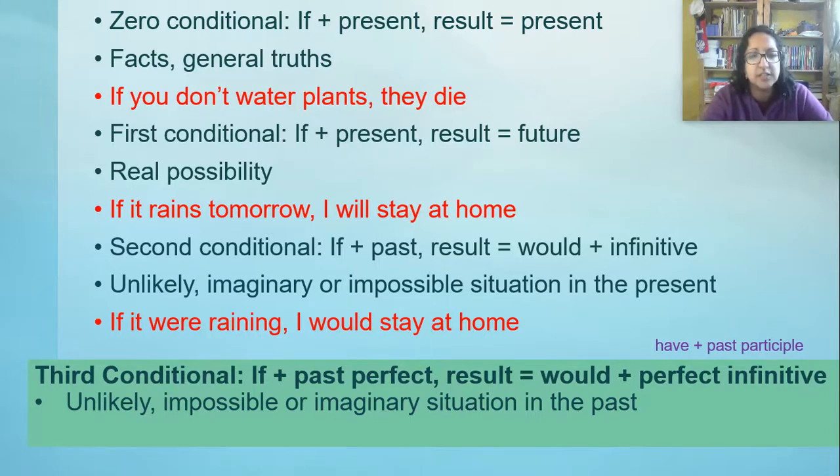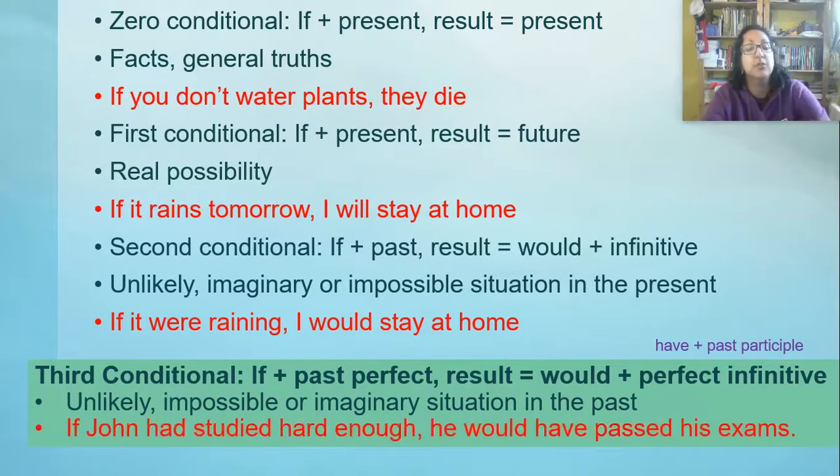So the second conditional is unlikely, imaginary, or impossible in the present, whereas the third conditional, we're talking about the past. For example, if John had studied hard enough, he would have passed his exams. But he didn't study hard in the past. So he didn't pass his exam in the past. Okay.